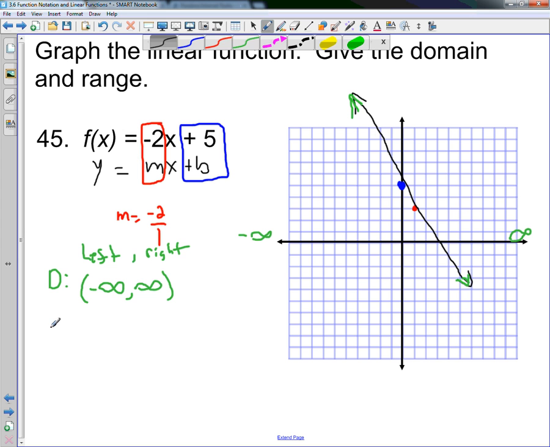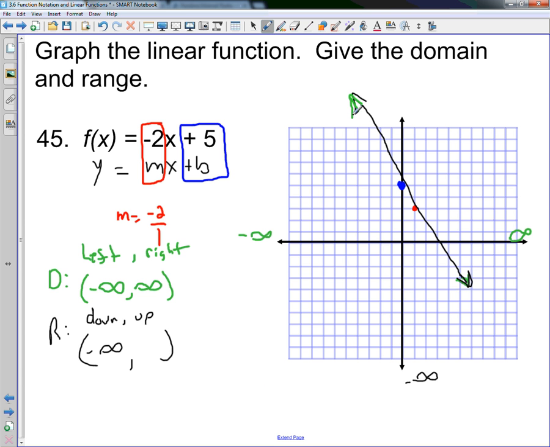Our range is how far down my graph goes and how far up my graph goes. So down, my graph is working its way down forever, and that's -infinity. The graph is also working its way up forever, and that's +infinity. So the domain is all real numbers, or -infinity to +infinity, and the range is also all real numbers, or -infinity to +infinity.